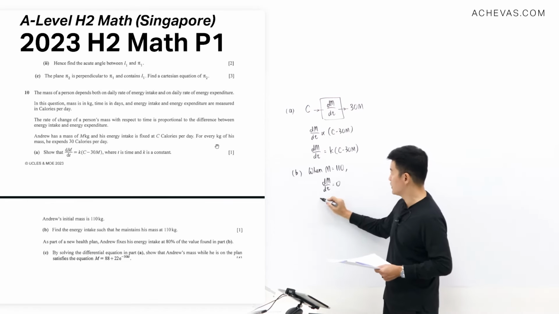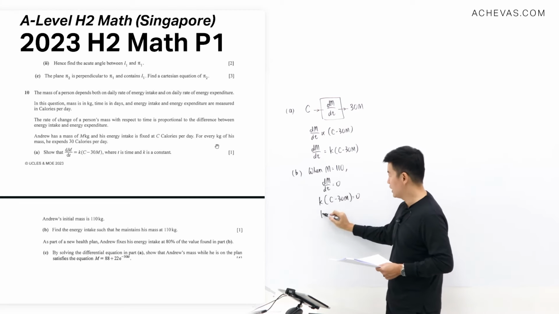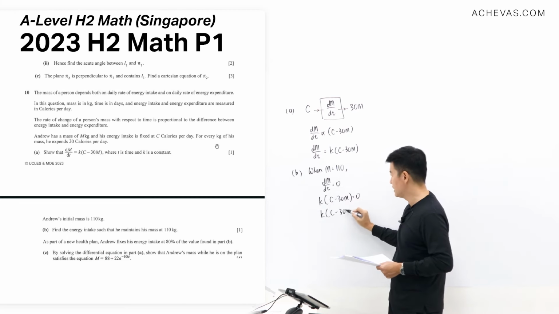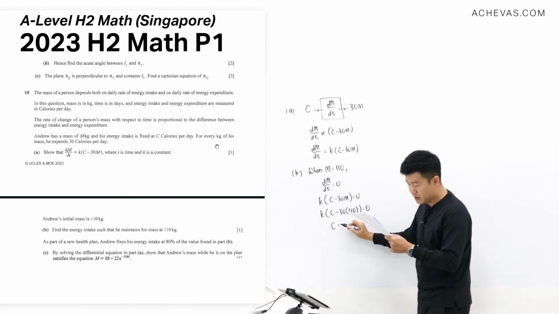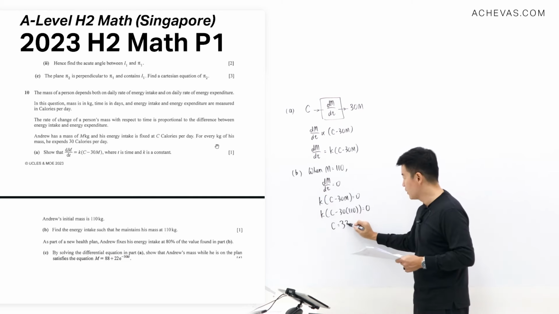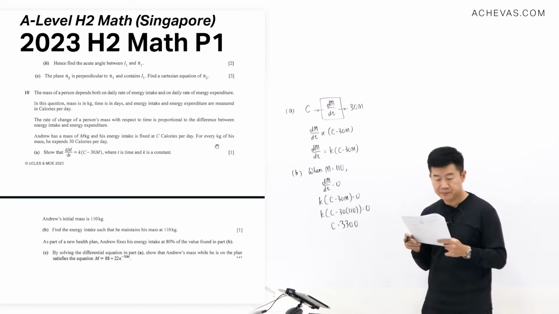So when m is maintained at 110, we are going to let dm/dt be equal to 0. So this is going to be equal to 0. k times (C - 30m) is equal to 0. And m here is going to be 110. So k times (C - 30 multiplied by 110) is equal to 0, which means that C over here is equal to 3300. This is the answer for part B.